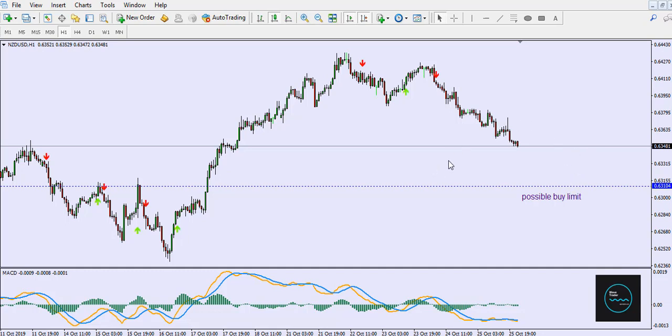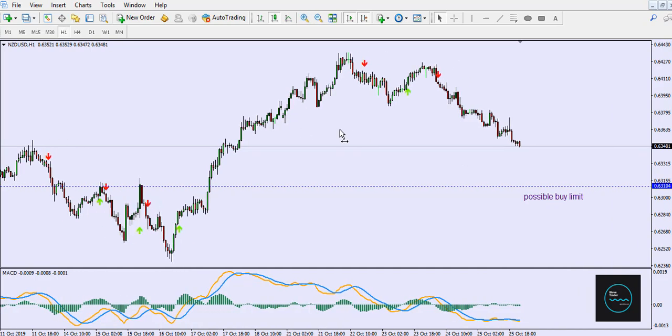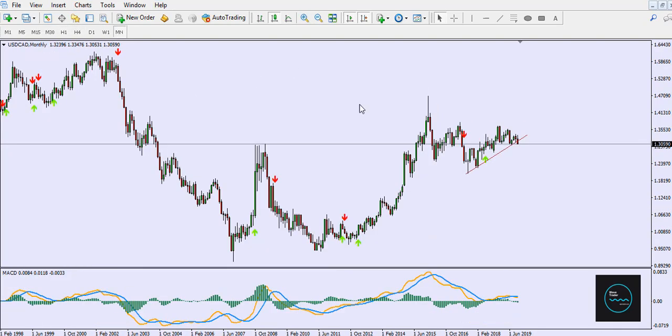So that's the New Zealand US dollar. So this one is definitely a must watch. The next one is the USD CAD. So going to the monthly chart on the USD CAD, you can see here we have our very defined wave bottom situation with the third wave, and now we are hovering around in the fourth wave.